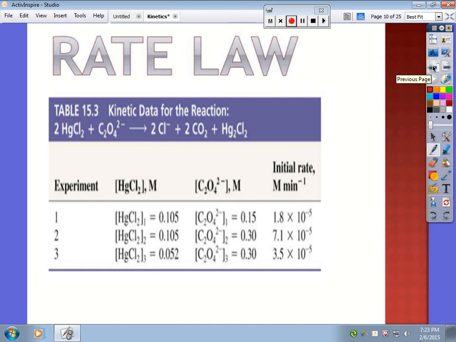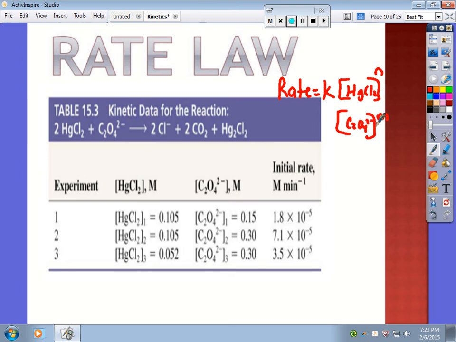This is rate law. And so when I have rate law, I'm looking for this kind of information. Rate equals that rate constant, times my ingredients to a power. And my two ingredients here, my two reactants, are HgCl2 and this ion here. I can put those in brackets, and that's my rate law that I just wrote. That's the form I want to write it in.